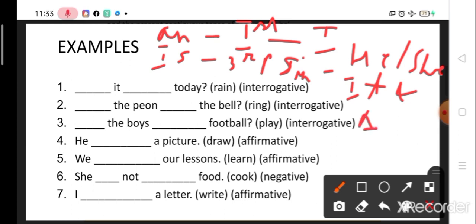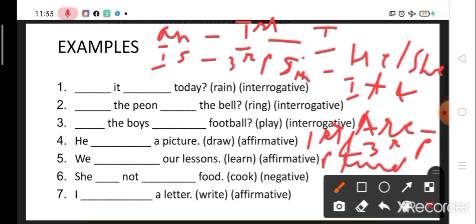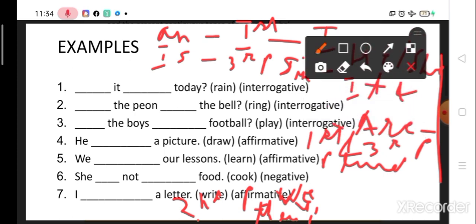Now are is used for first and third person plural and second person, like we, then they, you, the girls, boys, etc. Clear?